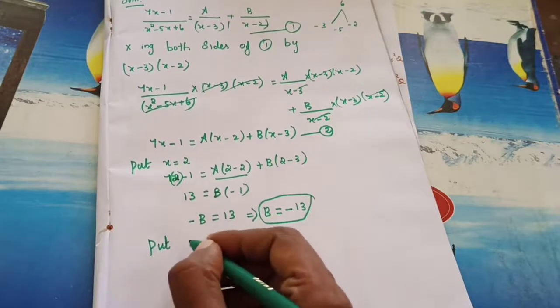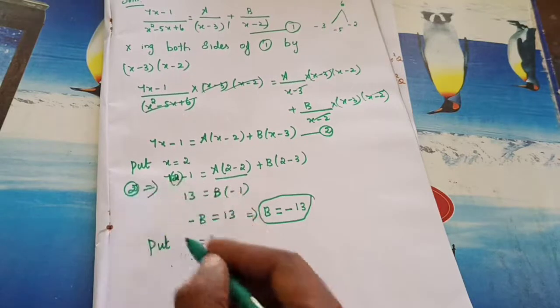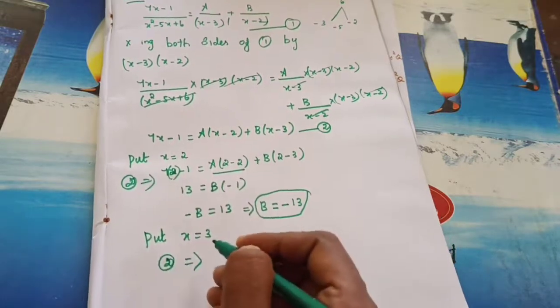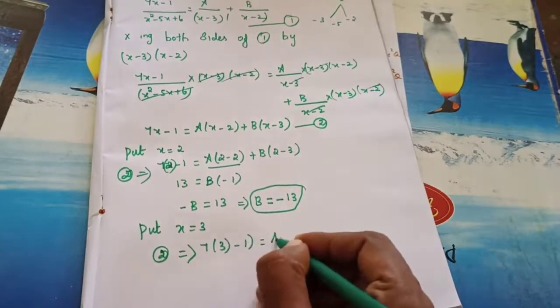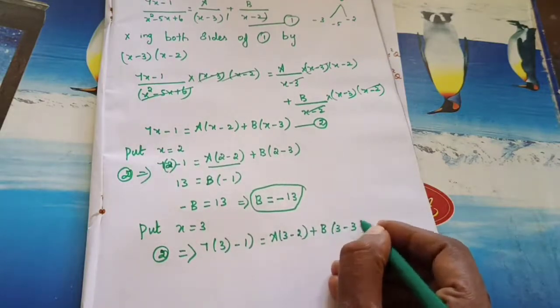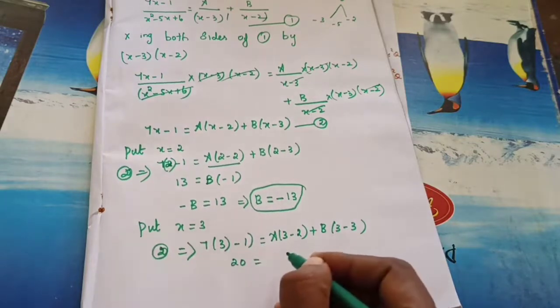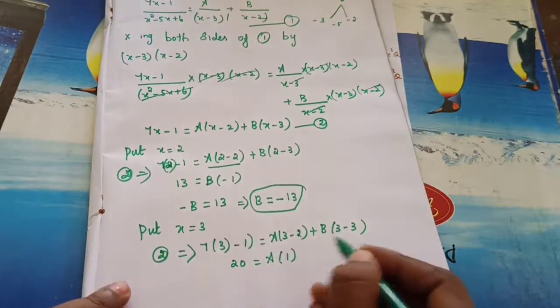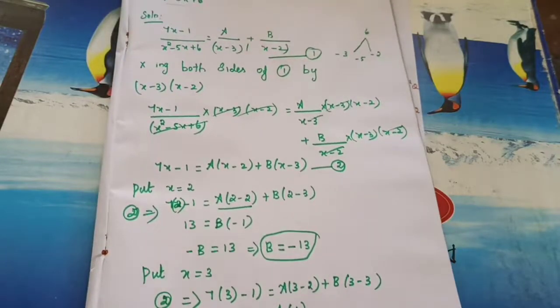Put x is equal to 3. Substitute there in equation number 2. What will happen? 7 into 3 minus 1 is equal to a into 3 minus 2 plus b into 3 minus 3. So 7 into 3 means 21 minus 1, that is 20, is equal to a value. What's a value? a into 1, that is, b term 0. So a is equal to 20. Understand, ma?